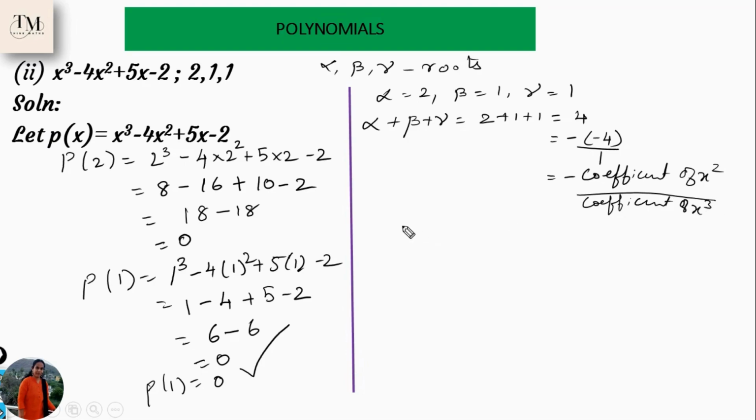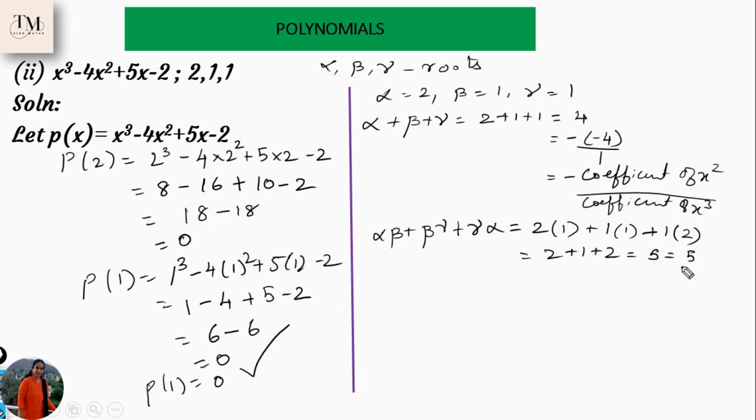So next relation is sum of the products taken 2 at a time: alpha beta plus beta gamma plus gamma alpha. So alpha is 2, beta 1, plus beta is 1 and gamma is also 1, plus 1 into alpha is 2. So which is equal to 2 plus 1 plus 2, which is 5. So which can be written as 5 divided by 1. So 5 is nothing but coefficient of x, divided by 1, which is nothing but coefficient of x cube.